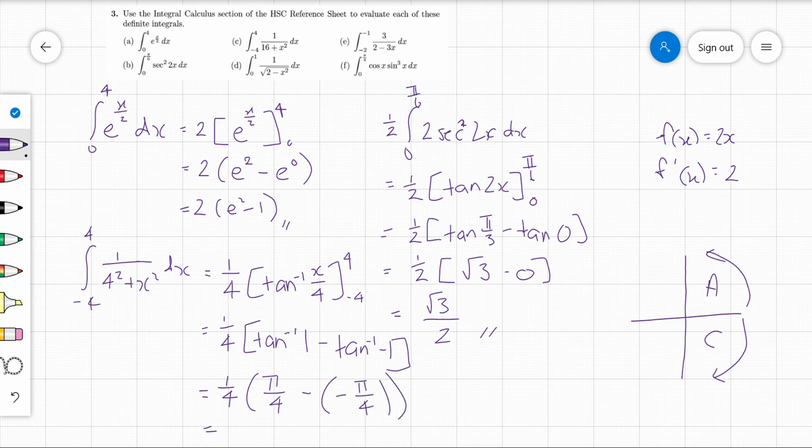When we put that together, we get pi on 4 plus pi on 4, which is pi on 2, and a quarter of pi on 2 will be pi on 8. So that one is C.